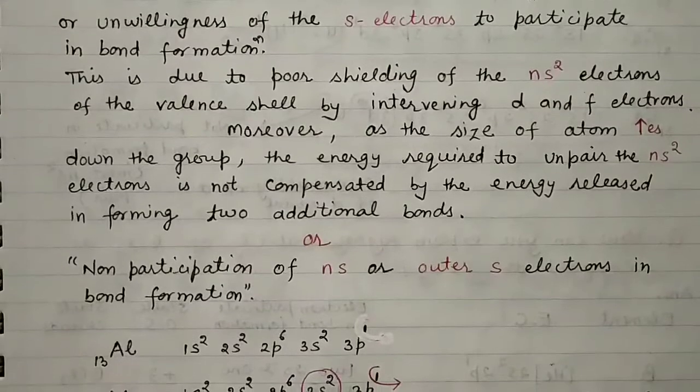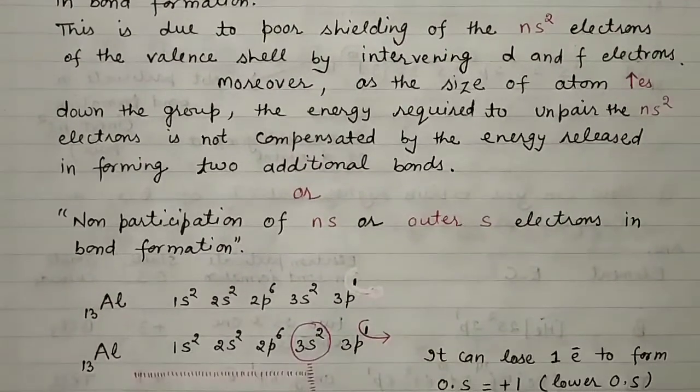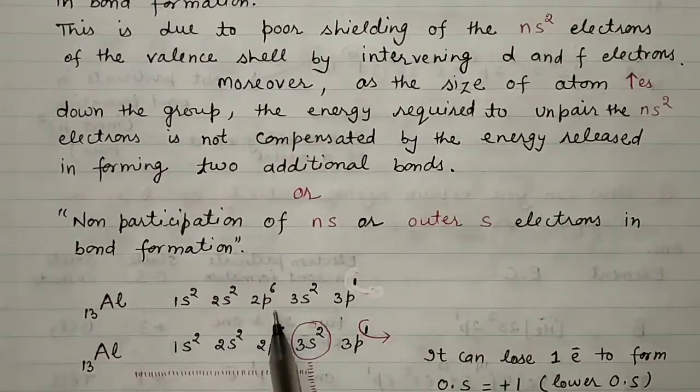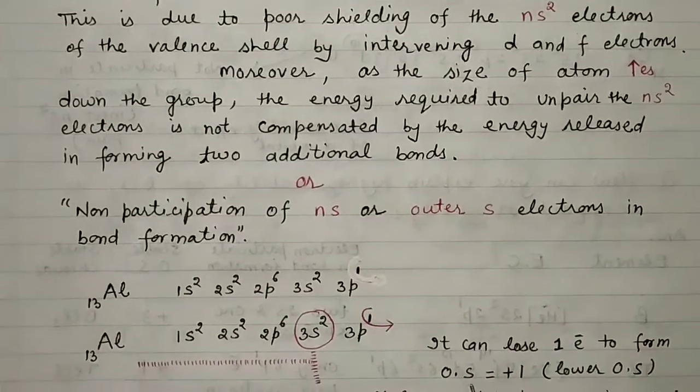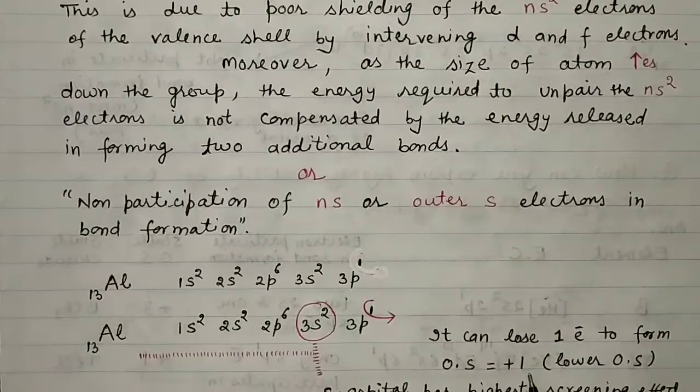We will understand it just by taking examples. Here aluminium is there, 1s2, 2s2, 2p6, 3s2 and 3p1. Now if we remove one electron from this p orbital, so here as we know that it can lose one electron to form oxidation state +1. It is lower oxidation state. Here the loss of electron will take place or not, that will depend upon the immediate subshell.